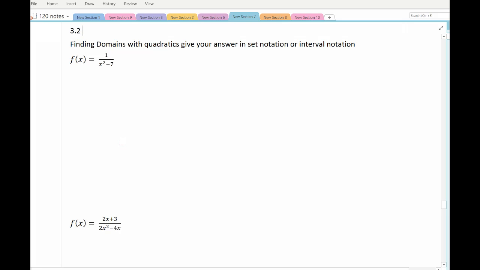Okay, now applications of quadratics. So the first type of application we're going to look at is finding domain, right? It's important that you be able to find domains because, again, it's just an important thing that you need to know how to do. All right, so domains with quadratics. We've done domains with other types, but this is domains with quadratics.